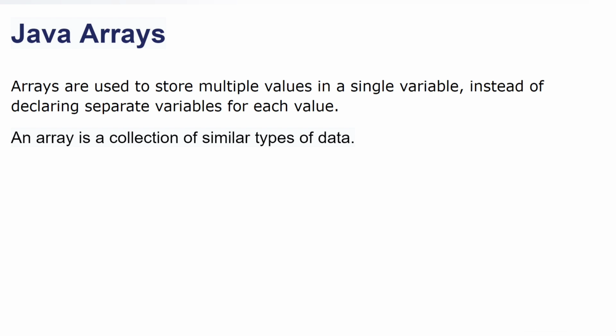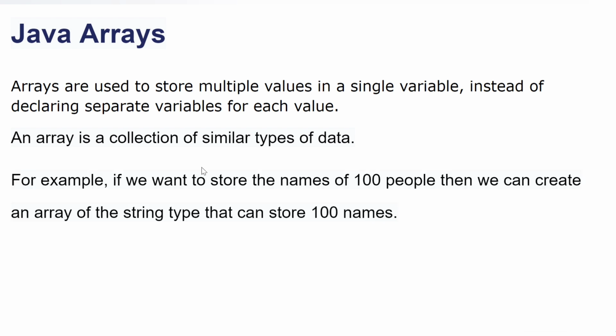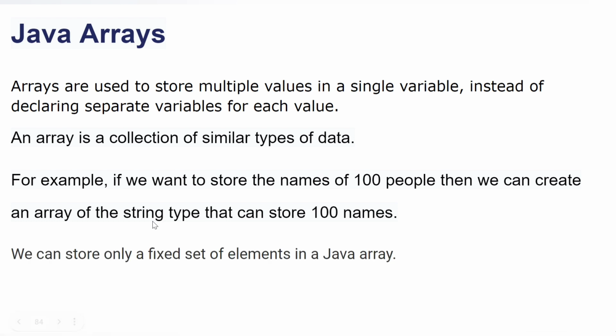We will see in the demo how we declare and initialize an array, but let's first understand the theory. For example, if we want to store the names of 100 people, then we can create an array of string type that can store 100 names. The values we need to enter are names, so they are a string data type, right? So you declare an array of string type, and within a single array you can store 100 names.